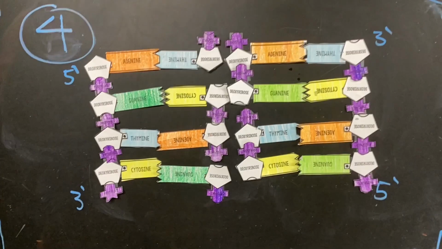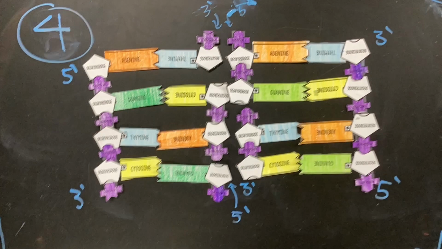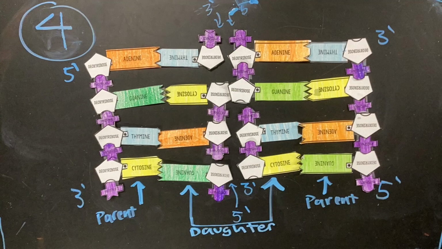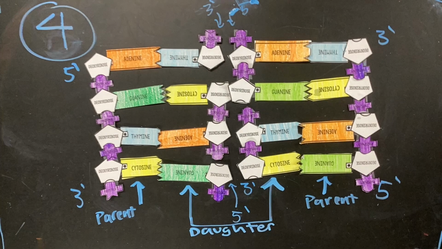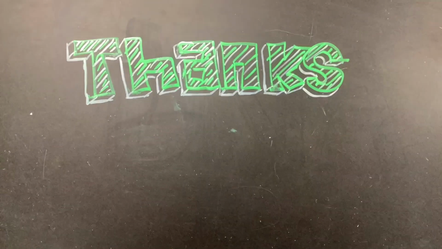Our DNA has now been replicated. Each new DNA consists of 1 parent strand and 1 daughter strand. It is important to note that the parent and daughter strands both have 5' and 3' classifications.